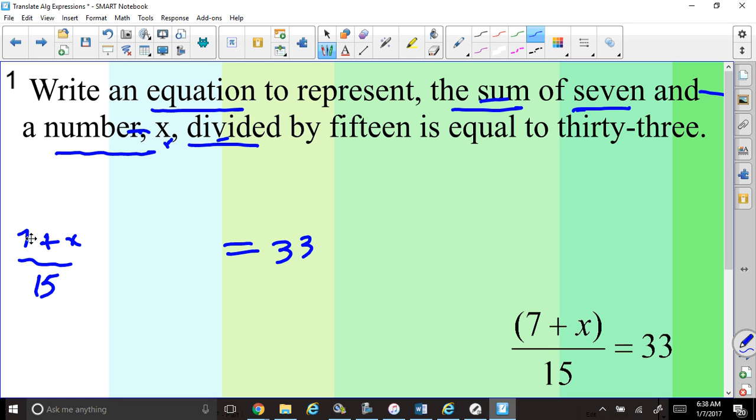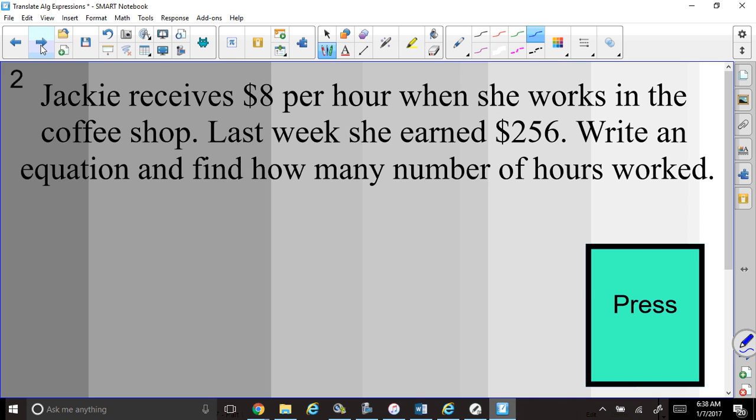I didn't put parentheses here because I know the numerator has to be done first. You have to figure out what X is added to 7 in order to divide by 15 to solve for 33, and you can clear the denominator and solve for the value of X.